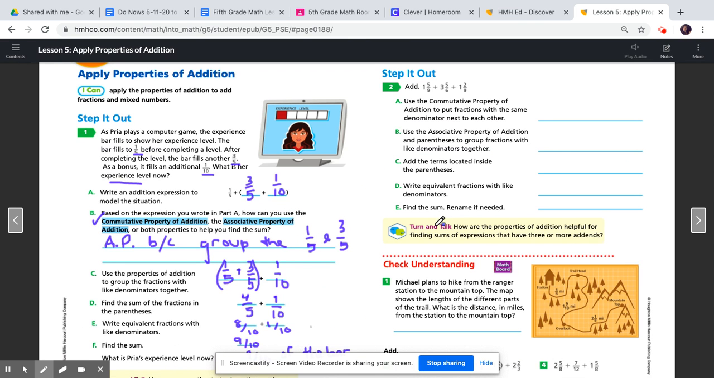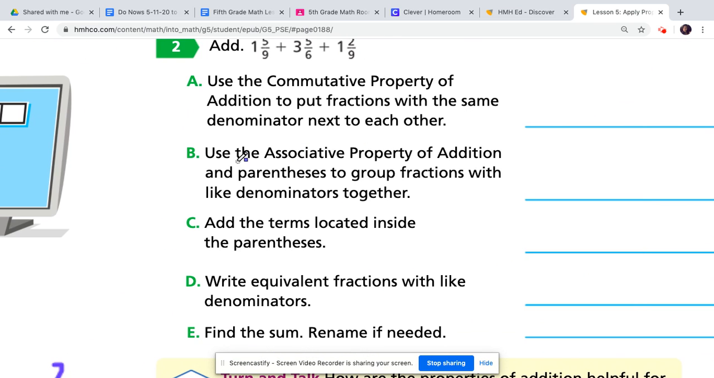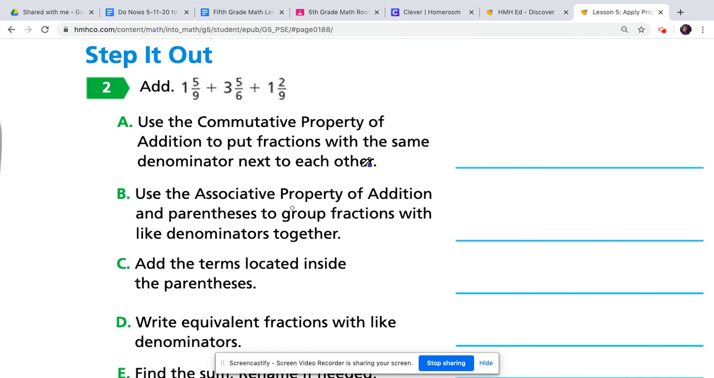Okay, on the next page, it's very similar. It just wants to see how you can use those properties. Okay, so let's go through it very quickly. It wants me to add 1 and 5/9, 3 and 5/6, 1 and 2/9. The first part says use the commutative property of addition to put the fractions with the same denominators next to each other. So here, which two fractions or mixed numbers have the same denominator? Put them next to each other.